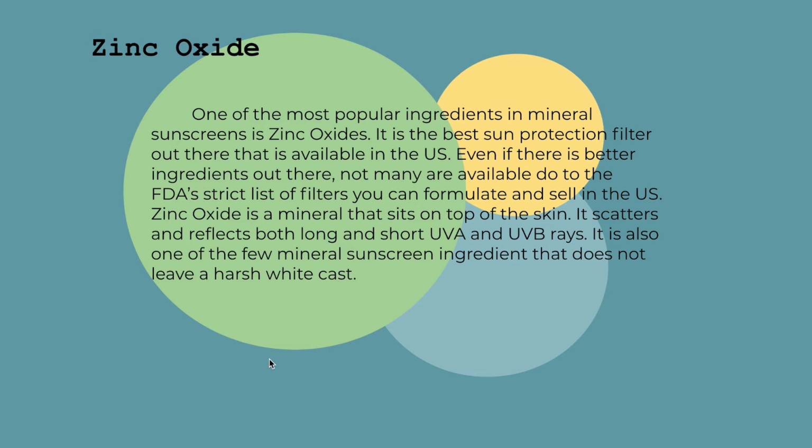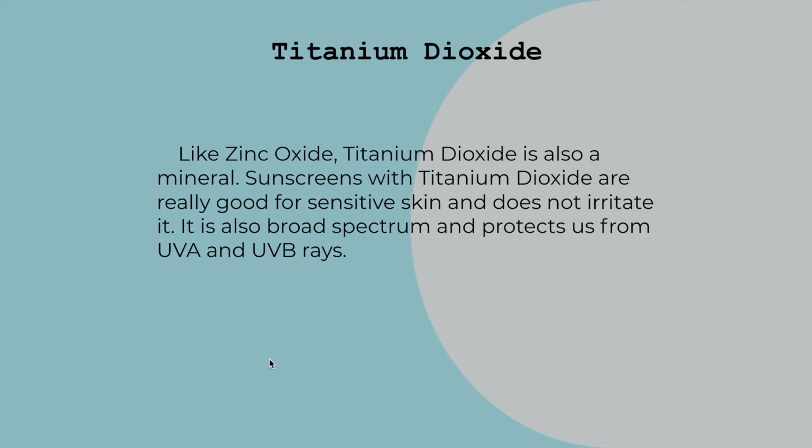Zinc oxide is a mineral that sits on top of the skin. It scatters and reflects both long and short UVA and UVB rays. It is also one of the few mineral sunscreen ingredients that does not leave a harsh white cast. Like zinc oxide, titanium dioxide is also a mineral. Sunscreens with titanium dioxide are really good for sensitive skin and do not irritate it. It is also broad spectrum and protects us from UVA and UVB rays.